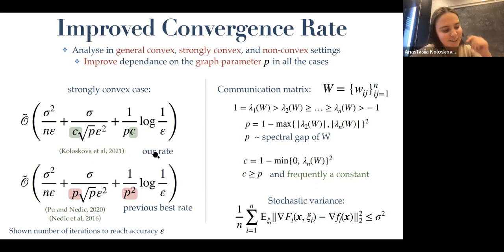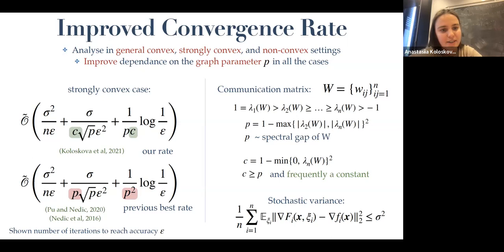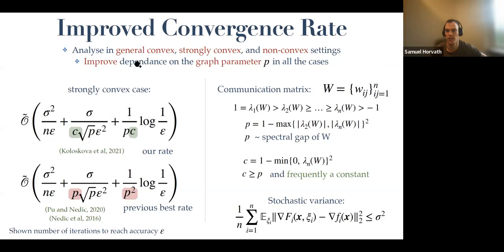Sorry, so in Scaffold there is no this middle term, so it's better in terms of that. Also, Scaffold allows for different local and global step sizes, and here we don't have that. In gradient tracking, it's just one step size. But in theory, if I remember correctly, you don't really improve by having a global step size larger than one. It always kind of cancels out with the local one, if I'm not mistaken.